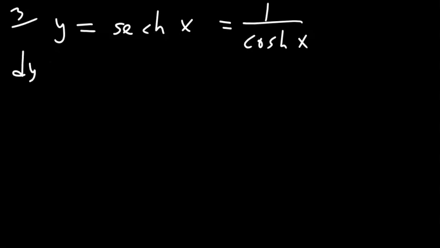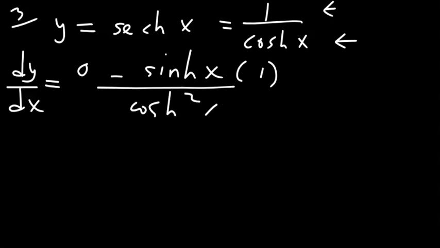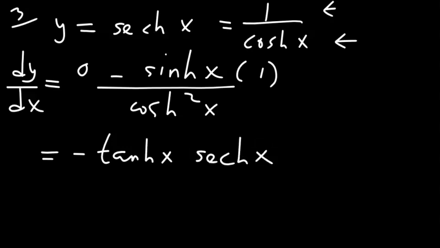So we can use the quotient rule again here. Differentiating the top, you get 0. Minus, now differentiate the bottom, you get hyperbolic sine of x. You multiply with the 1 on top, which is 1. Divide by the square of the bottom, which is hyperbolic cosine of x squared. And the answer is minus hyperbolic tangent of x times hyperbolic secant of x.